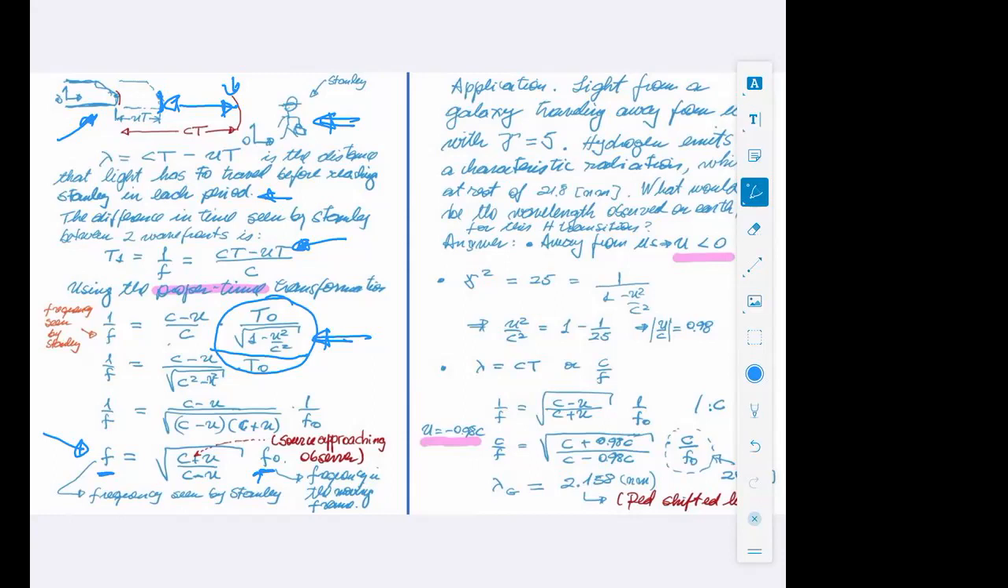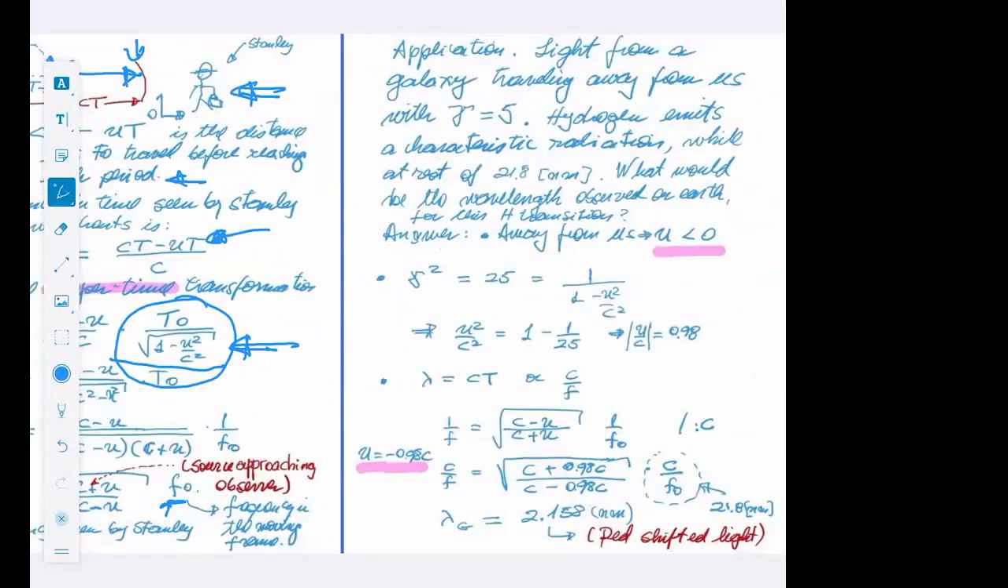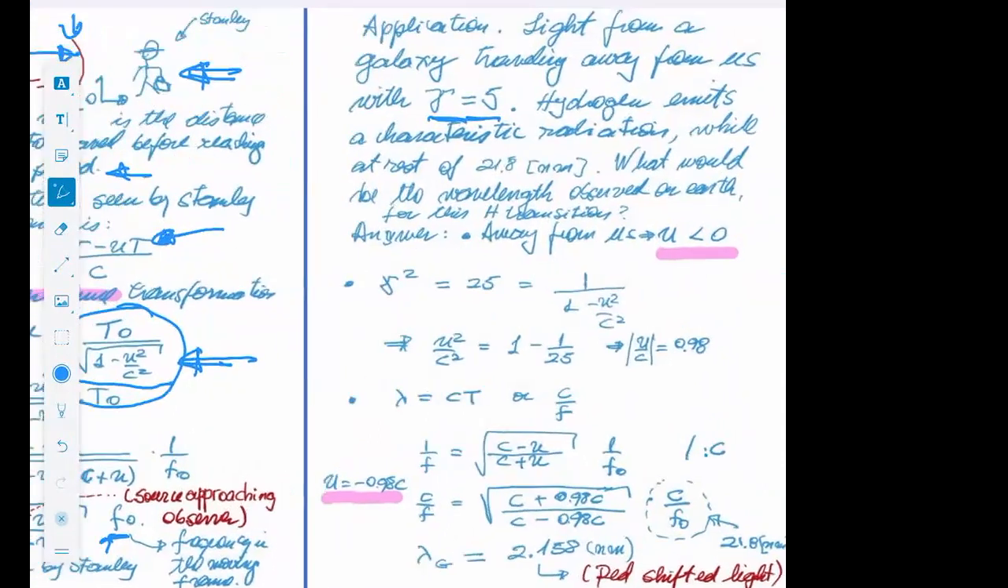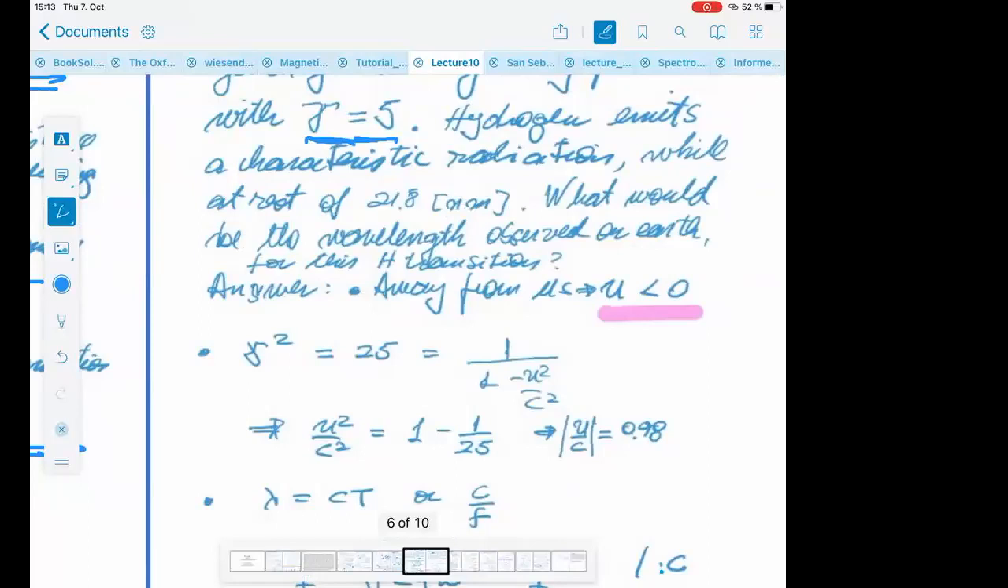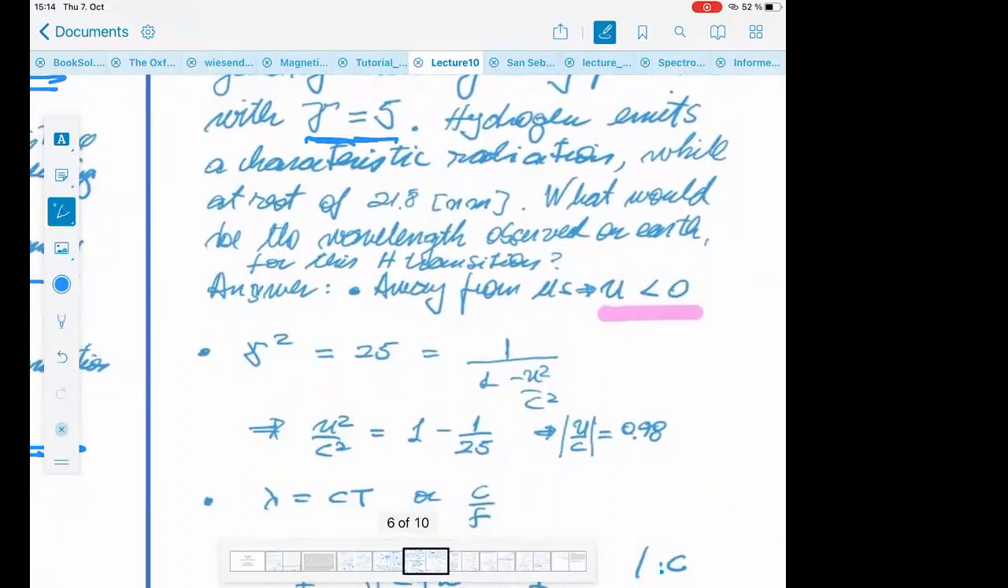Let's look for an application of this. Light from a galaxy, traveling away from us, is received on Earth. The galaxy is traveling with this gamma. It's a distant galaxy going away from us. In the galaxy there's hydrogen at a high temperature, and hydrogen has a characteristic radiation while at rest that emits light of this wavelength, 21.8 nanometers, which is the way people find hydrogen in other cosmic objects. If you look at the sun, which is essentially standing still with respect to the Earth, there's a lot of hydrogen there, so you will receive 21.8, which is vacuum ultraviolet light.